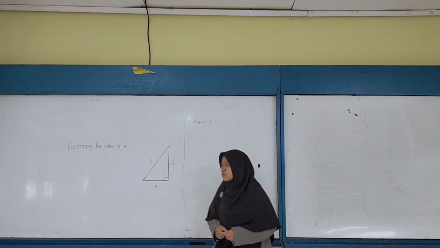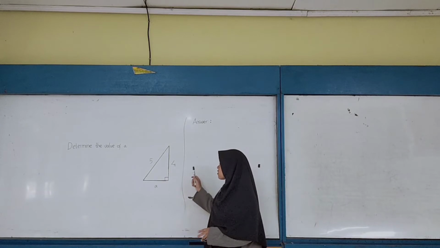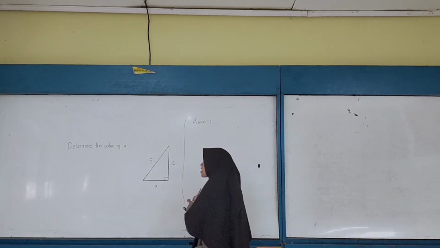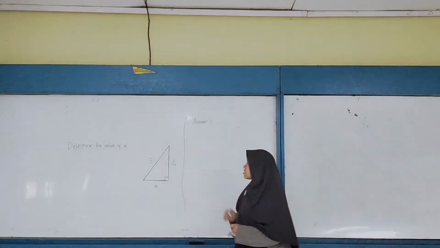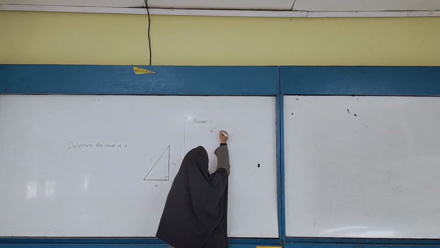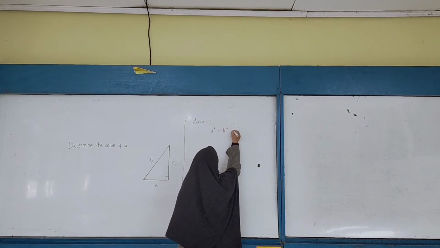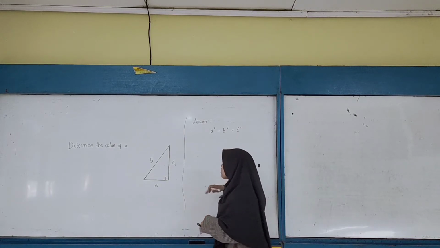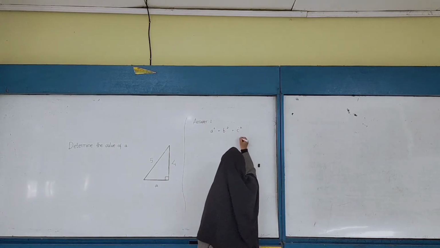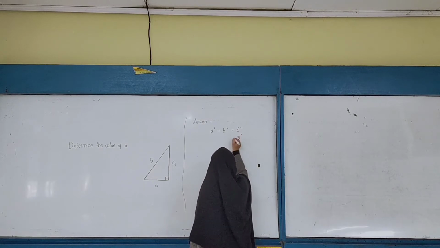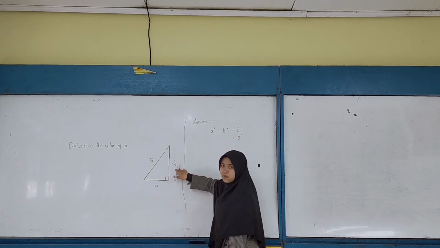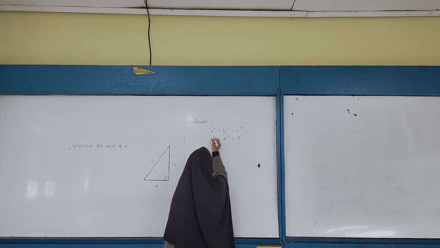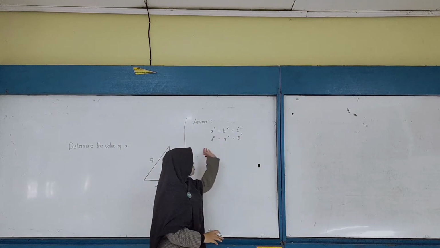Second practice problem where we have to find the value of A. Since this problem also involves the length of a right triangle, so we can use the Pythagorean theorem here. So A squared plus B squared is equal to C squared. We know that C is the length of the hypotenuse, so we can substitute 5 to the C, 5 squared. And B is equal to 4, so 4 and A. And then we can solve this equation.